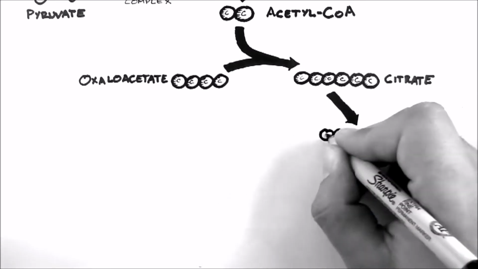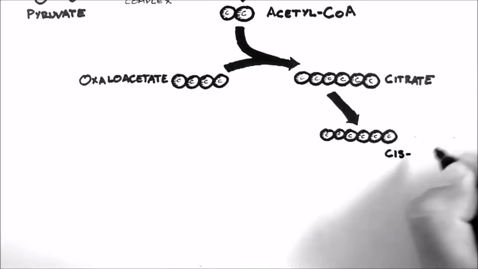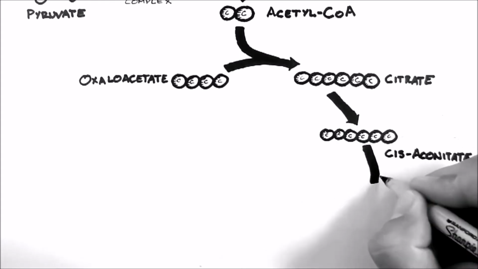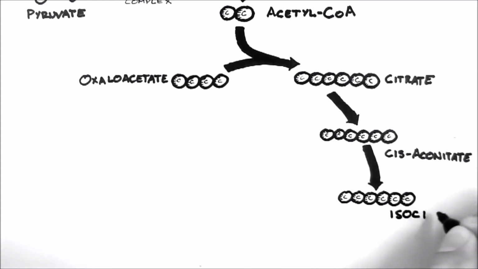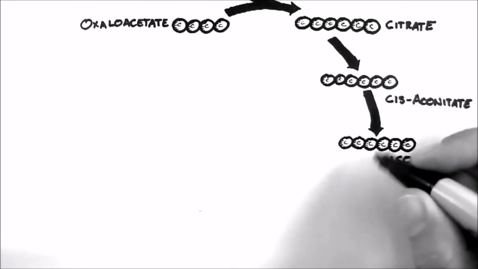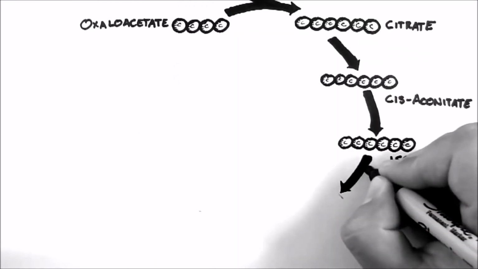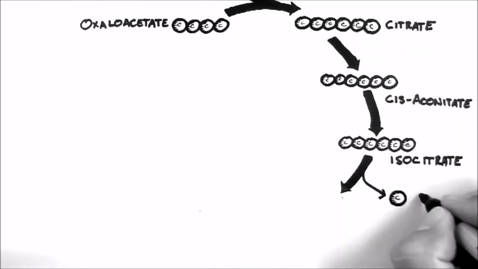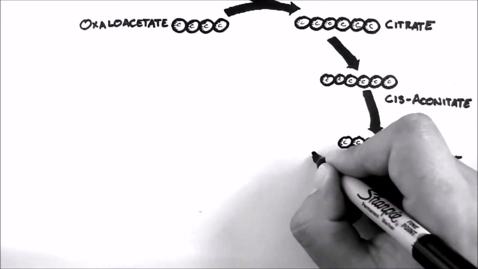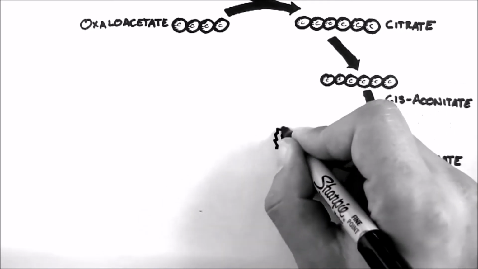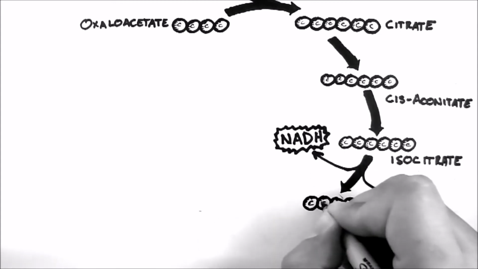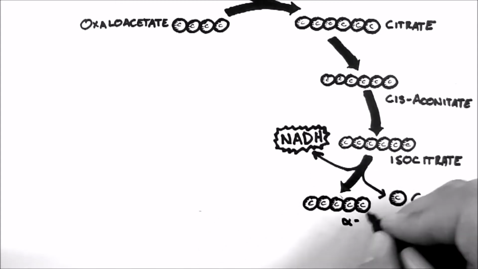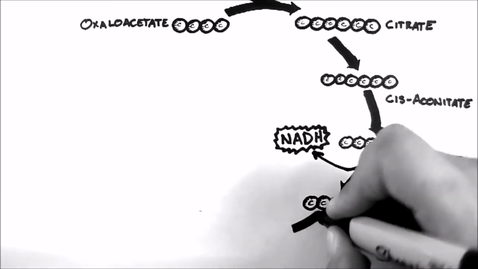Citrate becomes a 6-carbon molecule, cis-aconitate, and then cis-aconitate becomes the 6-carbon molecule isocitrate. In the next step, we lose one of these carbons as carbon dioxide, and we also produce another NADH. Thus we are left with a 5-carbon molecule known as alpha-ketoglutarate.